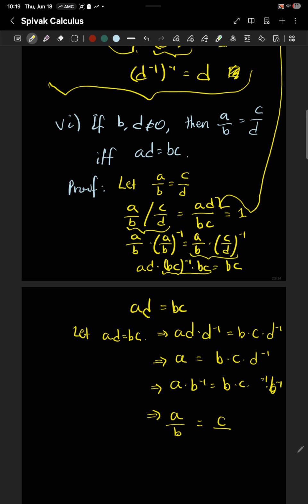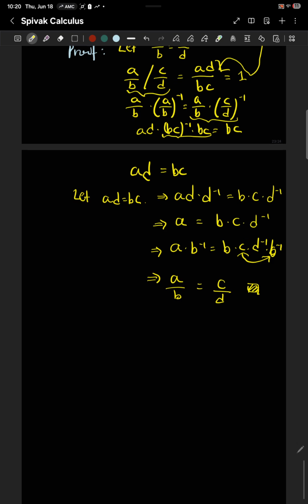Different things have been moved around. If you switch this place from C to B inverse, then we can multiply B times B inverse, which becomes 1. So we can ignore that, and then it's C times D inverse, which is C over D. So QED.